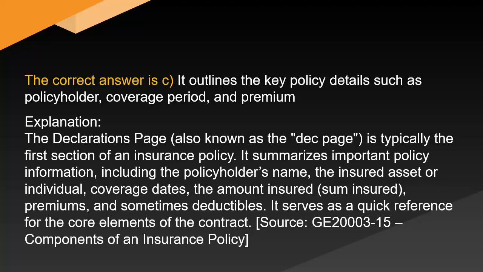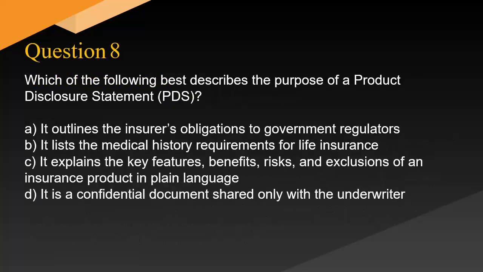G2000315. Components of an insurance policy. Which of the following best describes the purpose of a product disclosure statement (PDS)? A. Outlines the insurer's obligations to government regulators. B. It lists the medical history requirements for life insurance. C. It explains the key features, benefits, risks, and exclusions of an insurance product in plain language. D. It is a confidential document shared only with the underwriter.